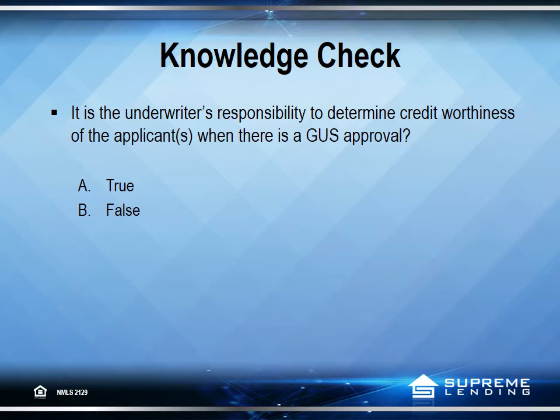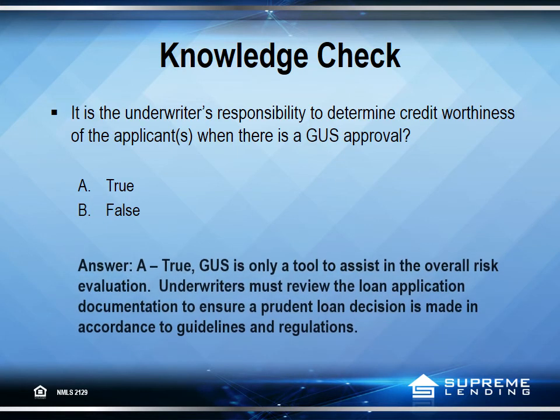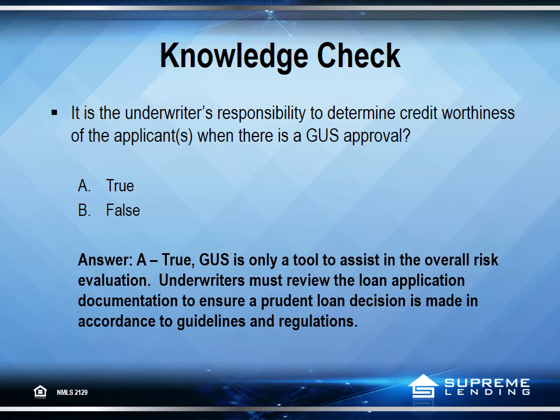Let's do a quick knowledge check. It is the underwriter's responsibility to determine credit worthiness of the applicant when there is a GUS approval. True or false? The correct answer is true. GUS is only a tool to assist in overall risk evaluation. Underwriters must review the loan application documentation to ensure a prudent loan decision is made in accordance to guidelines and regulations.